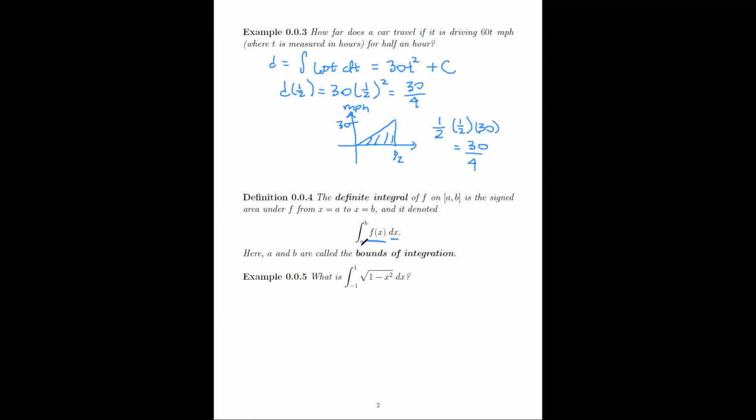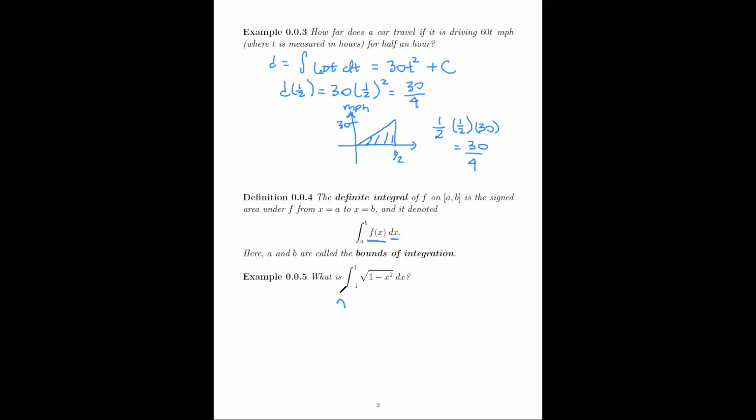Our a and b on either side of this, these are called our bounds. Okay, so if we want to evaluate a definite integral, that's the same thing as asking what's the area under the curve. All right, so let's do this example.